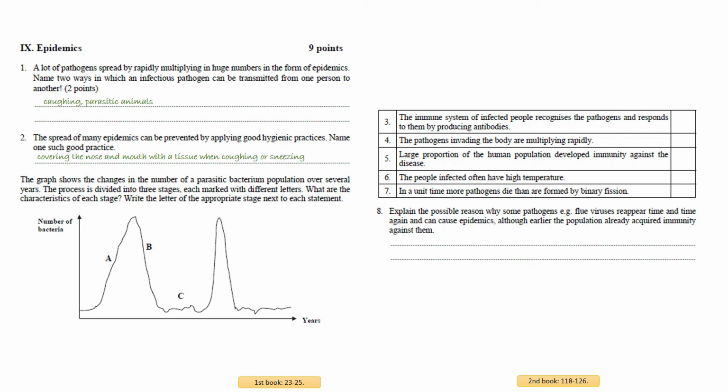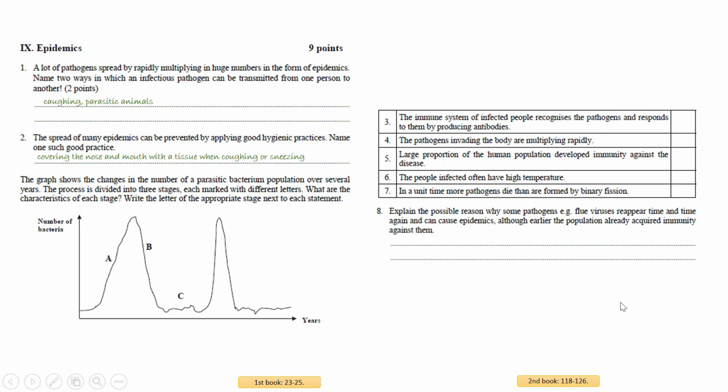Next one. The graph shows the changes in the number of a parasitic bacterium population over several years. The process is divided into 3 stages, each marked with different letters. What are the characteristics of each stage? Write the letter of the appropriate stage next to each statement. Okay, so on the y-axis we can see the number of bacteria, and on the x-axis the years are indicated.